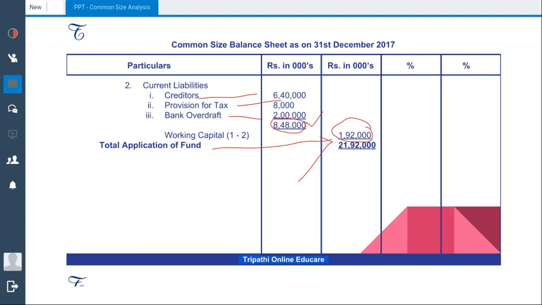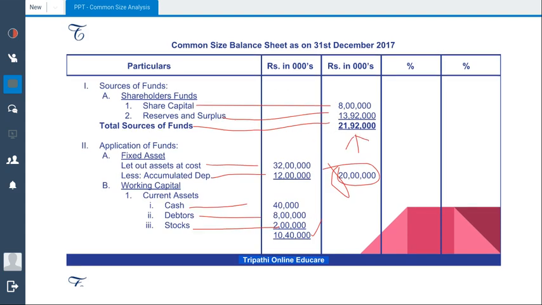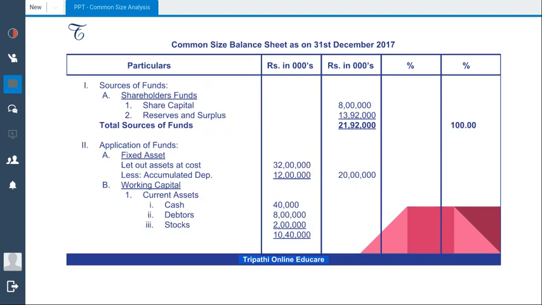Right? So under the balance sheet, we take either total sources of fund as the base, or total application of fund as the base. So let us take, now here we have taken total sources of fund as the base, which is 100. Now we will have to calculate the percentage of share capital. How will we calculate the percentage of share capital?